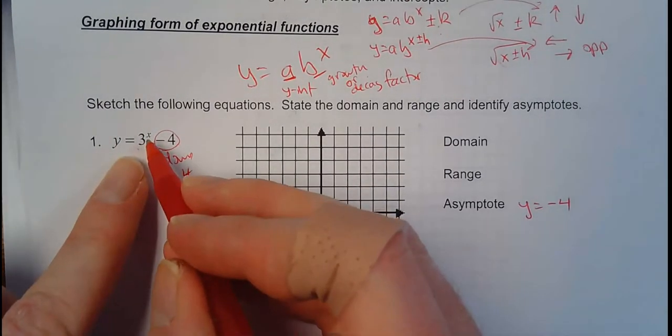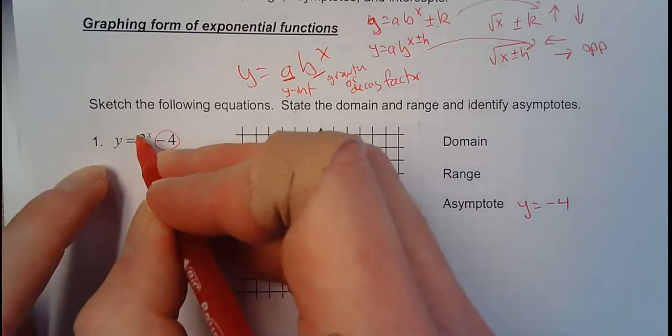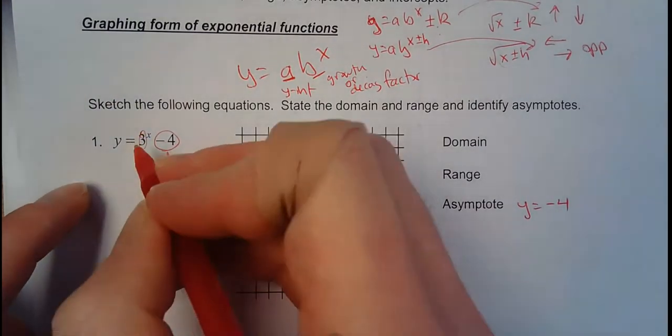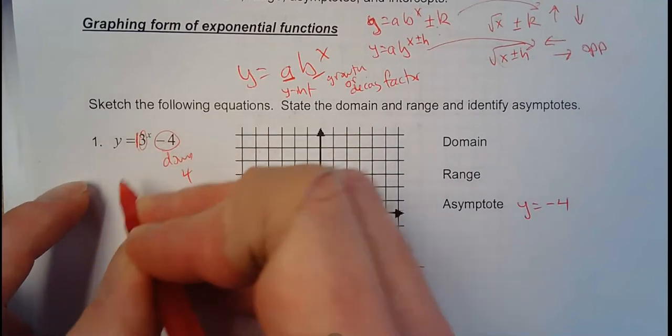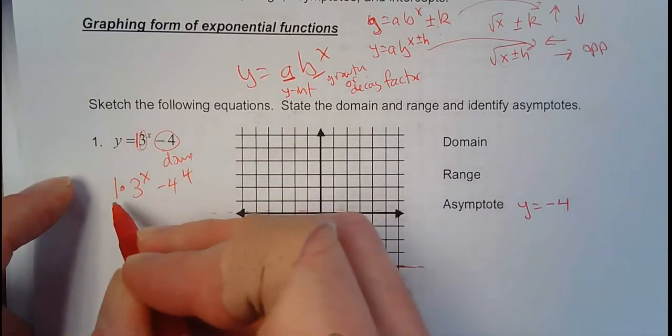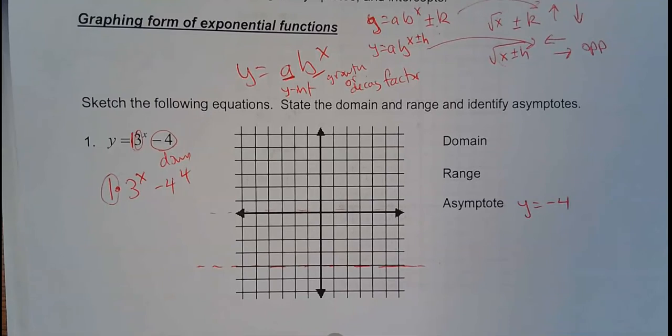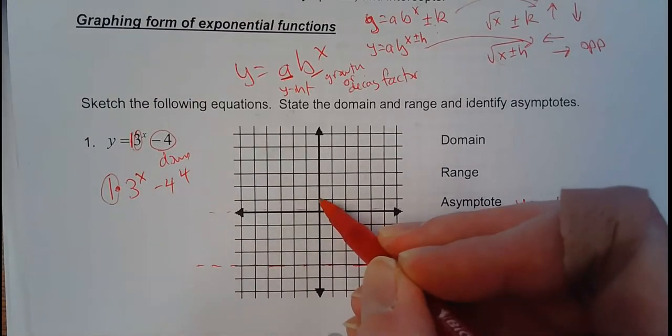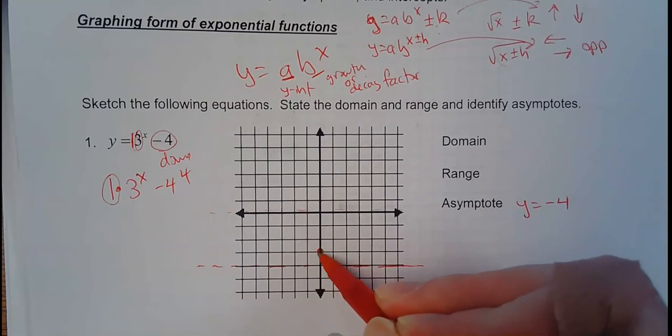Okay, this says the base is 3. That's your growth factor. So what's your y-intercept? Well, your y-intercept is the number out front here. This is like 1 times 3 to the x minus 4. So there's your y-intercept, your initial value. I was here, that was at 1. Well, now I've got to move that down 4 units, now I'm here.